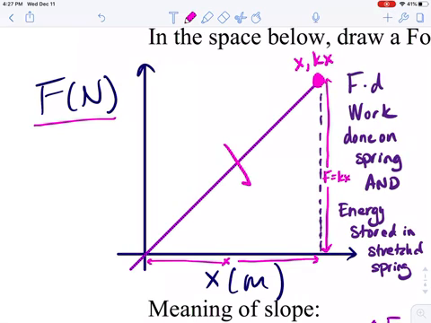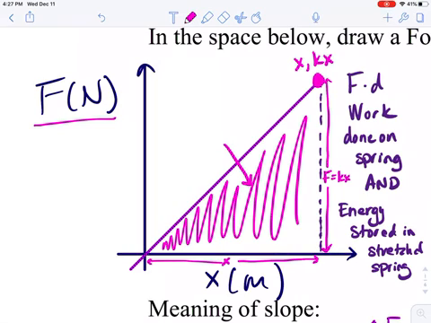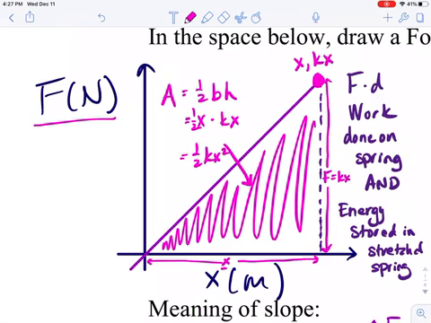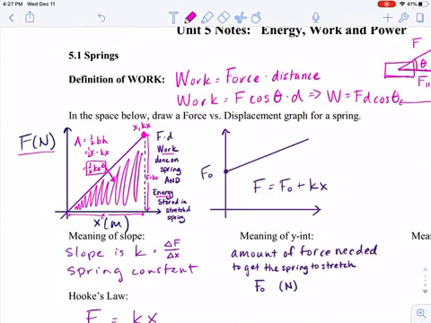If I wanted to find the area of this triangle, I could do that using the area of a triangle, which is area equals 1/2 base times height. The base, as we saw, was x, and the height is kx. So 1/2 x times kx is 1/2 kx squared. So that is the formula for the work done on the spring and the formula for the energy stored in the spring.